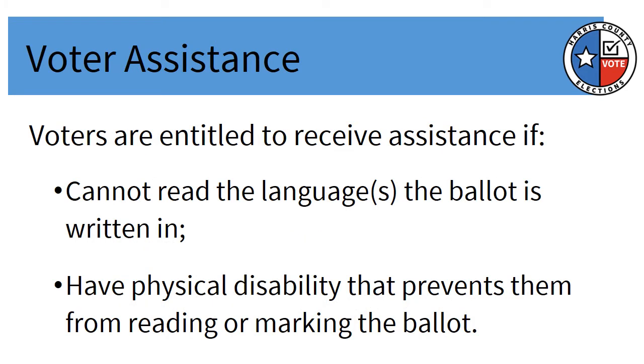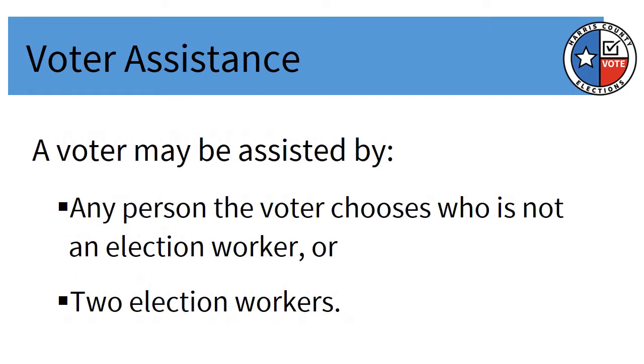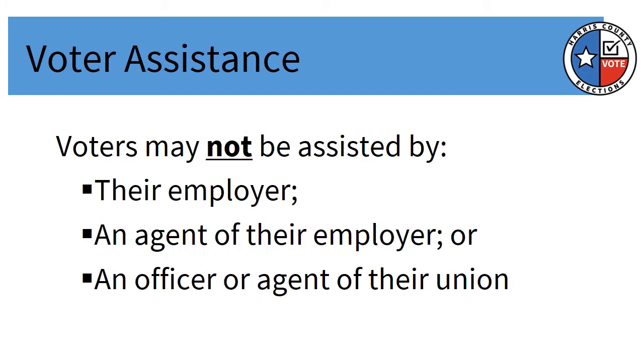Voters are entitled to receive assistance if they cannot read the language the ballot is written in or have a physical disability that prevents the voter from reading or marking the ballot. A voter may be assisted by any person the voter chooses who is not an election worker. This person can be a spouse, child, non-registered voter, non-citizen, etc. Or the voter may be assisted by two election workers. Voters may not be assisted by their employer, an agent of their employer, or an officer or agent of their union.